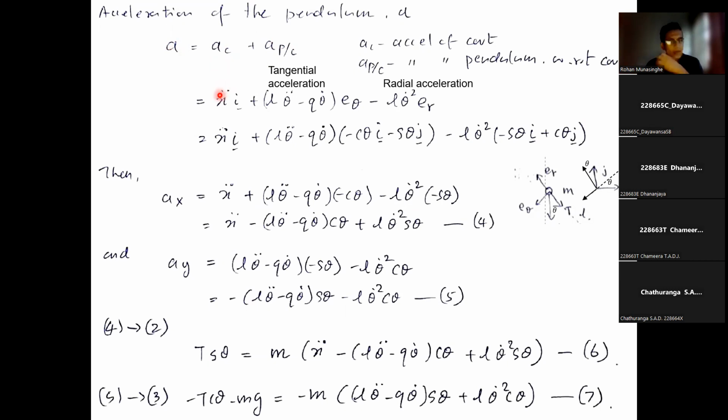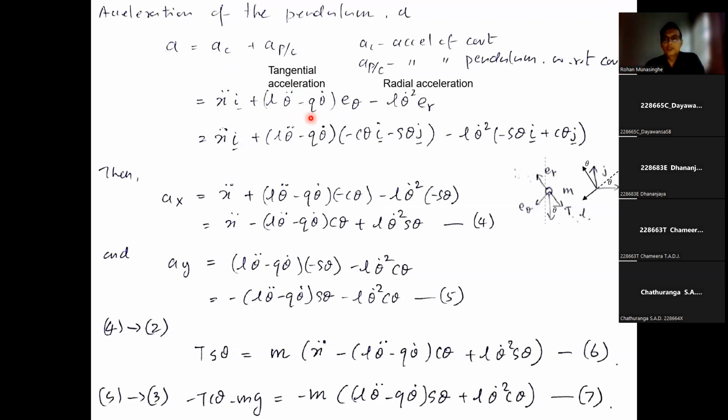Now, if you elaborate on that, you can say AC, the acceleration of the cart, is moving horizontally, and it has only one direction, 1D motion. Acceleration is x double dot. So we can simply write x double dot I, because I is the direction of motion. X double dot I. Right, that is the acceleration of the cart. Plus this one, right? Tangential acceleration and radial acceleration. There are two components. How do we write that?